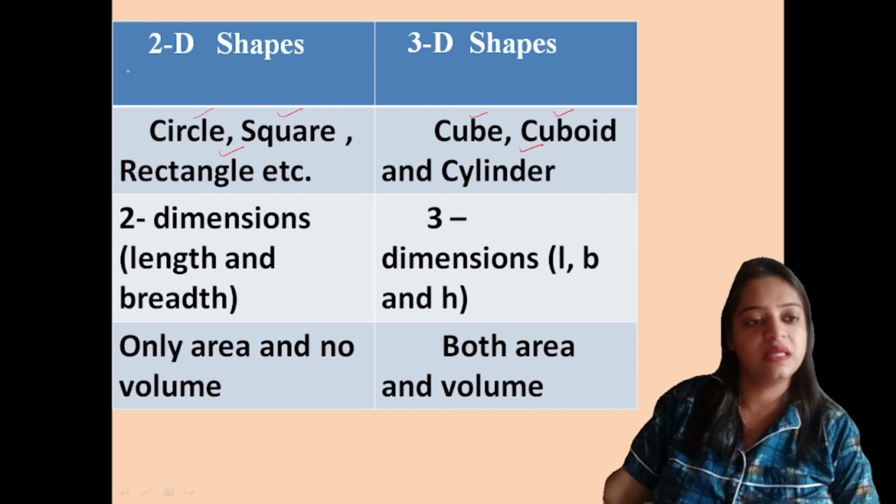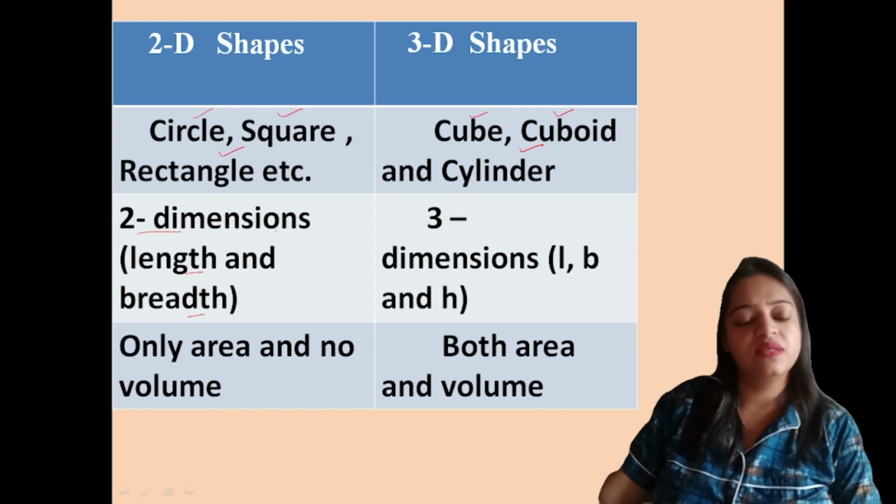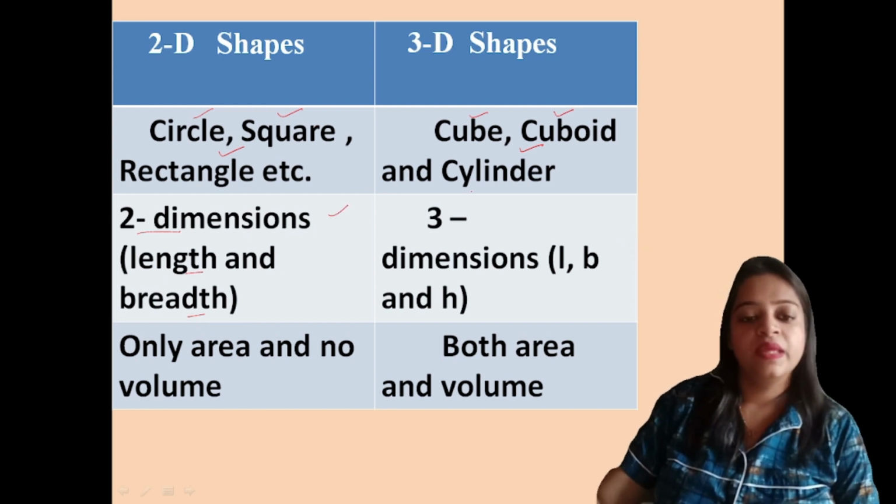2D shapes, as the name suggests, have two dimensions, length and breadth. You are aware about rectangle, it is having length and breadth. Square is having sides where length and breadth are equal, right? So it has two dimensions. In 3D shapes we have three dimensions, length, breadth and height.